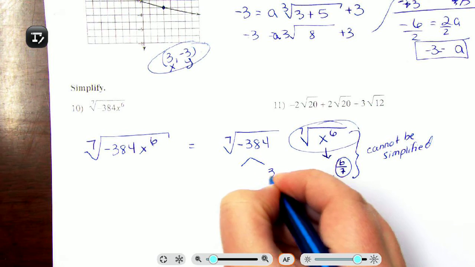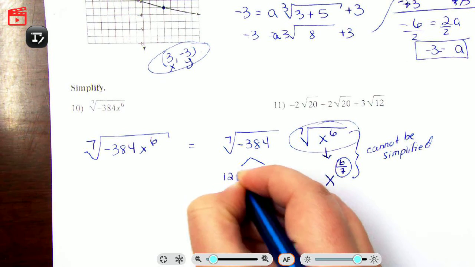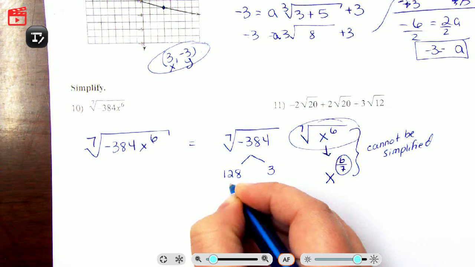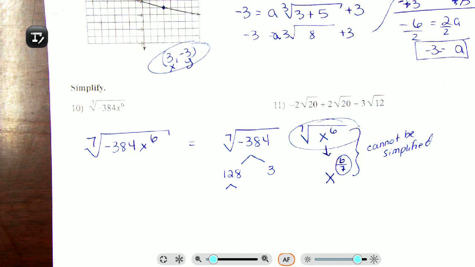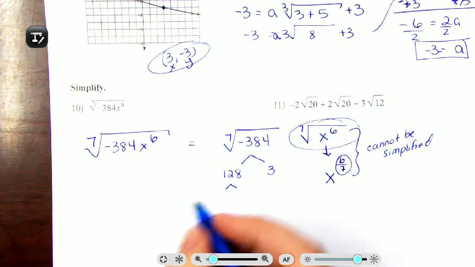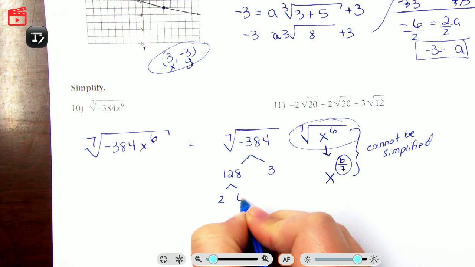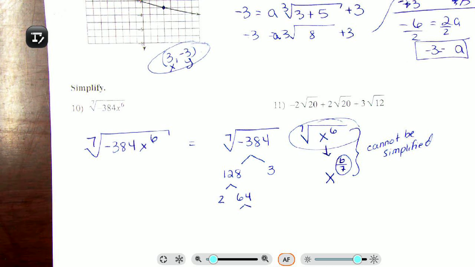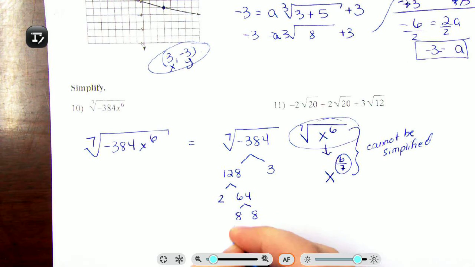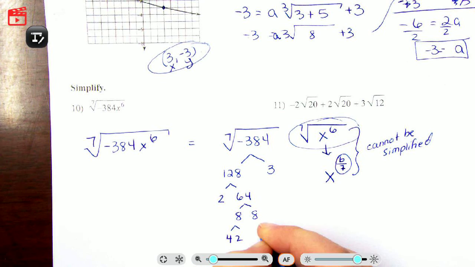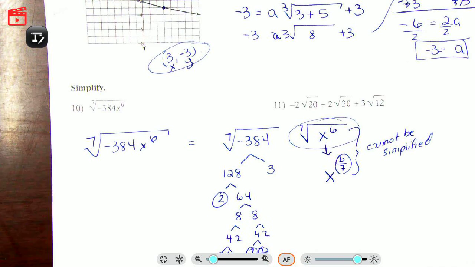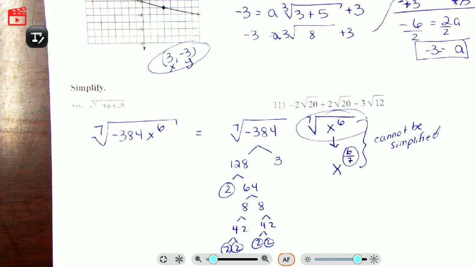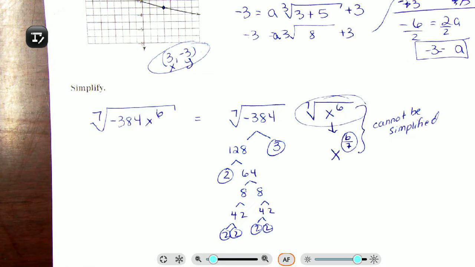So let's do 3 times 128. And 128 can be divided by 2 and 64. 64 is, I believe, 8 times 8, right? Yeah, 8 times 8. This is 4 times 2, 4 times 2, 2 times 2, and 2 times 2. Whenever you do a prime factor tree like this, because calculators will not be allowed on this exam, I always like to circle them so I know which one's prime.